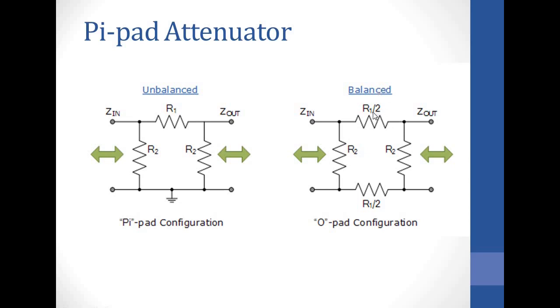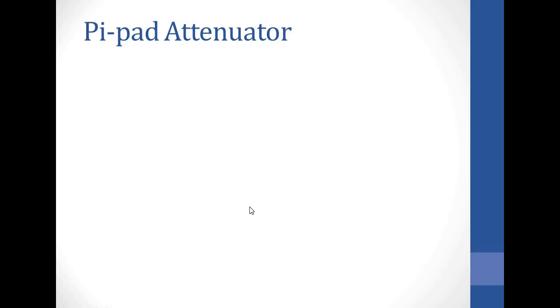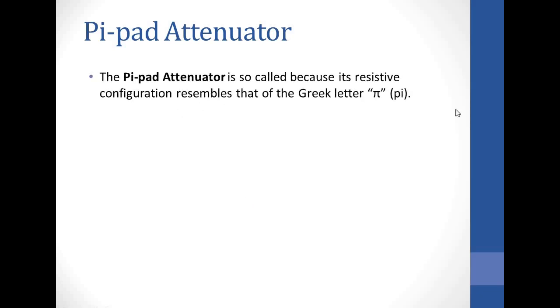Again, the series arm should also have the same impedance as this series arm. Normally, when you say this, it means that they are symmetrical. The impedance of this part is equal to the impedance of that part. The input impedance here is equal to the output impedance here. So a pi-type attenuator is called that because the resistors form a pi configuration.